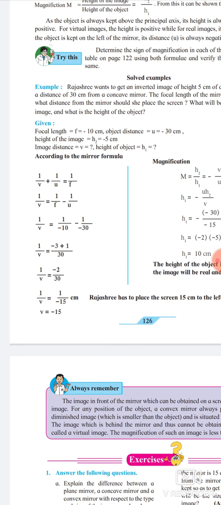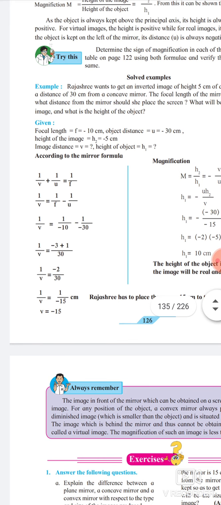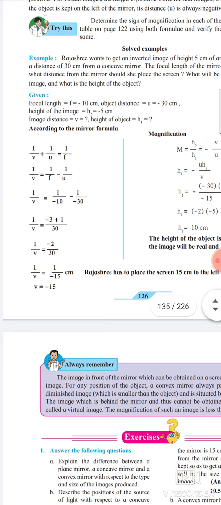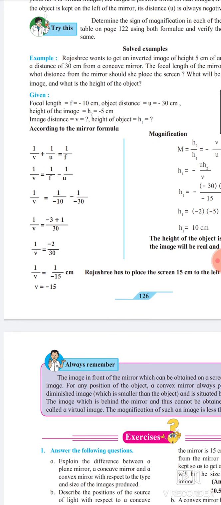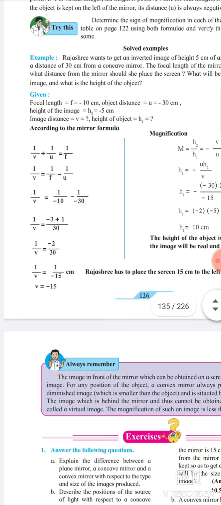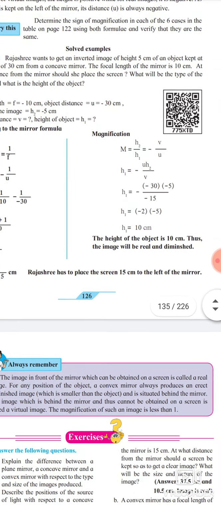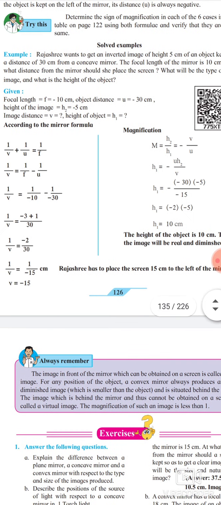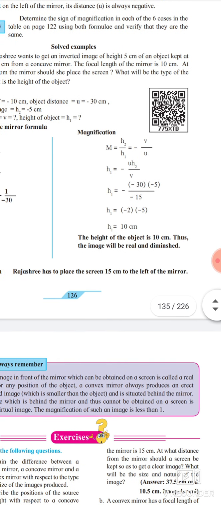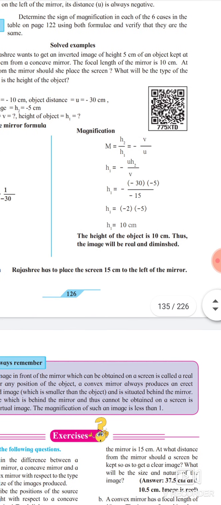1 by v is equal to 1 by f minus 1 by u. Means you are taking the whole ratio on the right hand side. What is the value of f? 1 upon minus 10 minus 1 upon minus 30. By solving you are getting 1 by v is equal to minus 1 upon 15. So if you take the reciprocal, v is equal to minus 15 cm. That means Rajeshri has to place the screen 15 cm to the left of the mirror. Why are we saying left? Because the answer we got is negative.